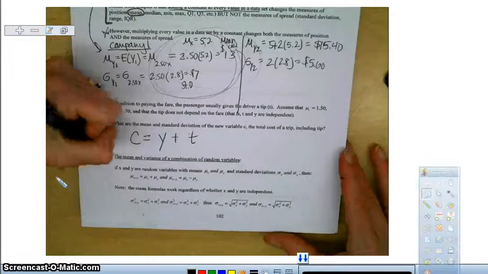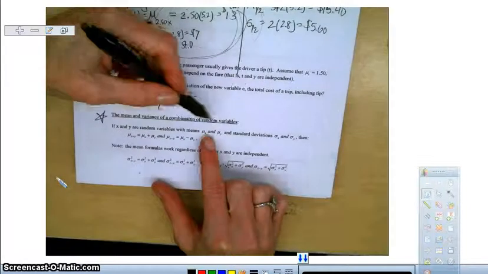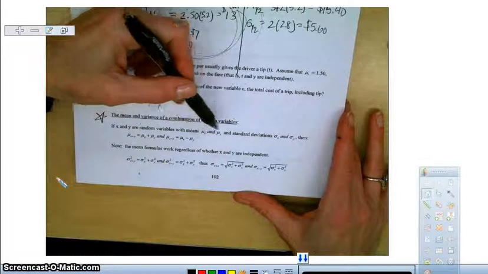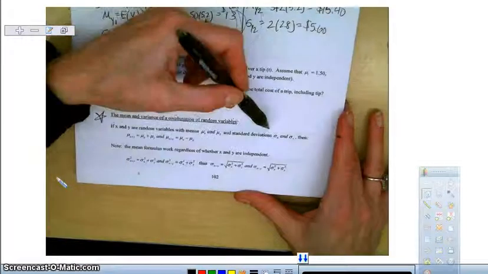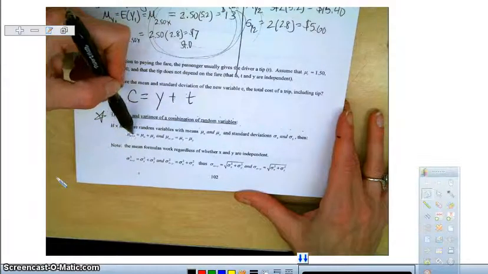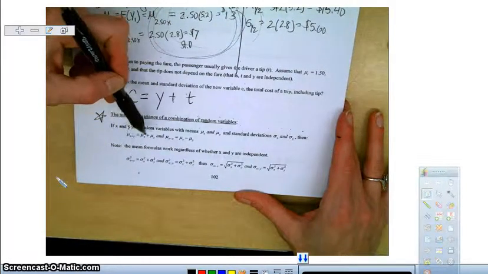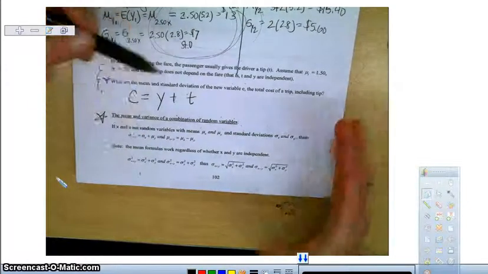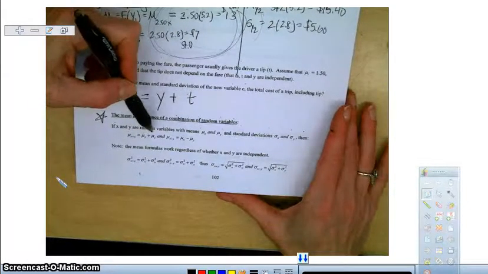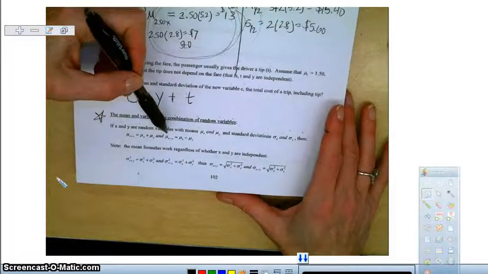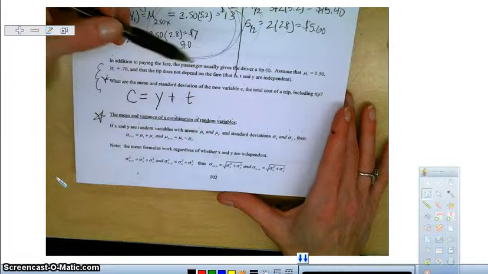Okay, so now we've got some notes down here at the bottom. The mean and variance of a combination of random variables. If x and y are random variables with means mu of x and mu of y and standard deviations sigma sub x and sigma sub y, then the expected value of the sum of two random variables is the sum of their expected values. And the expected value of the difference is the difference of their expected values.